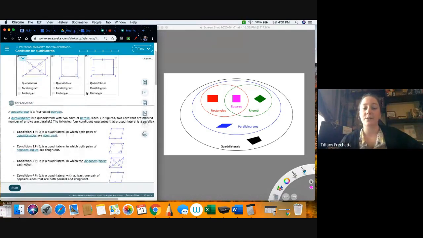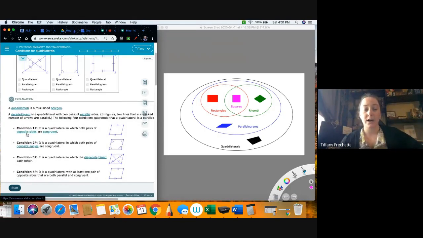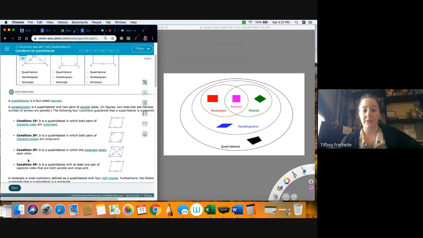To step down into rectangle, we need to make sure that it meets the conditions for rectangle. So first, let's go over a couple of conditions for parallelogram. So condition 1, it is a quadrilateral with both pairs of opposite sides congruent. So we can see here 1 tick mark to 1 tick mark from left to right, those are congruent. Top and bottom have 2 tick marks, those are congruent. So that's 2 pairs, or both pairs, of opposite sides are congruent.